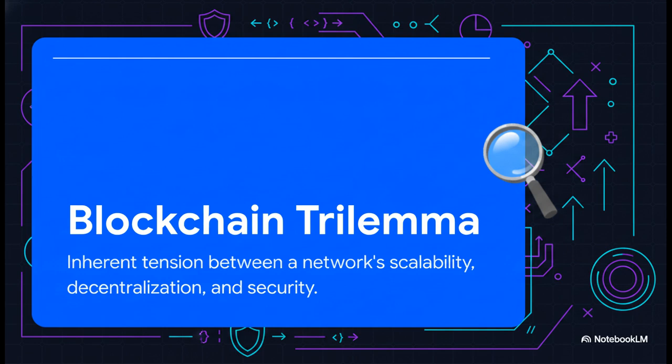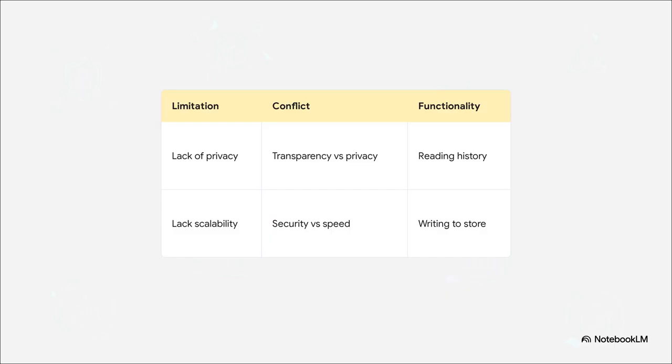Want a highly scalable system for massive transaction volume? Well, you're probably widening your attack surface or sacrificing decentralization. You literally cannot have all three maxed out at 100%. Let's look at how these trade-offs actually play out in the real world. First up, the lack of privacy. This comes from the natural conflict between transparency and privacy when anyone is reading the transaction history. Sure, transparency stops double spending, but corporate clients obviously demand privacy.